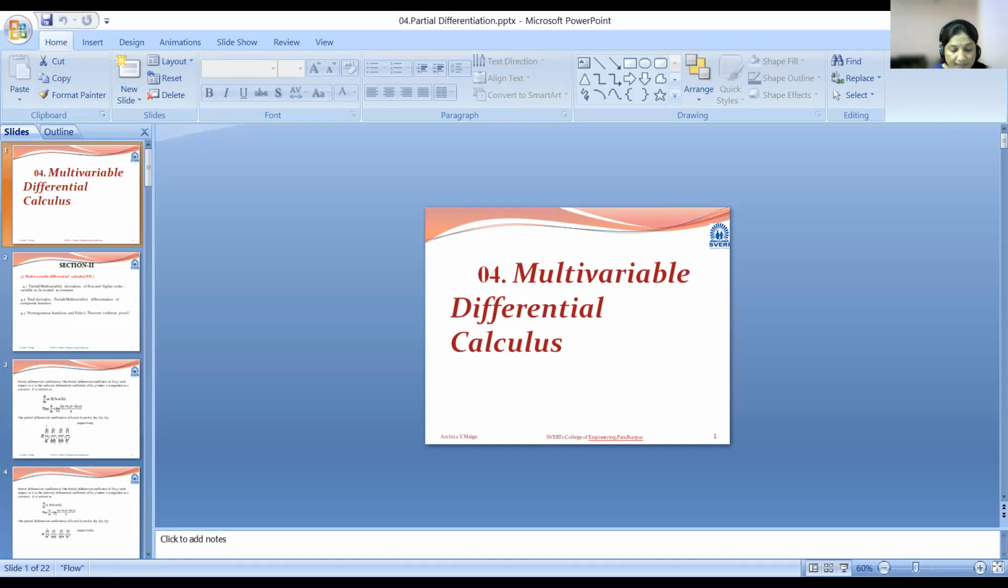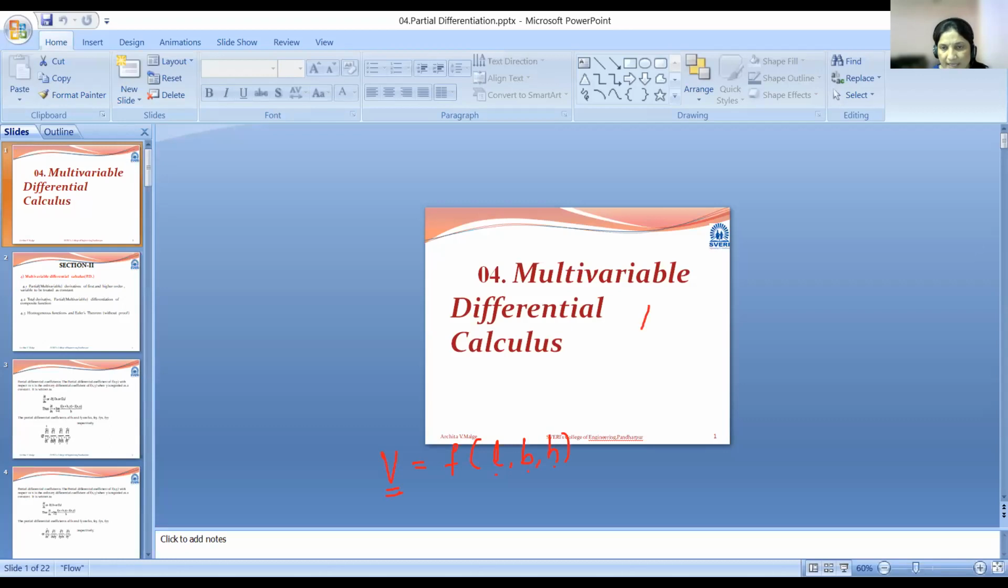Now, if you are taking the volume of a cube, that depends upon its length, breadth and height. Thus, volume is a function of three variables. Look at this, volume we are taking as V. V depends upon length, breadth and height. So here volume is a function in L, B, H. These are the three variables.